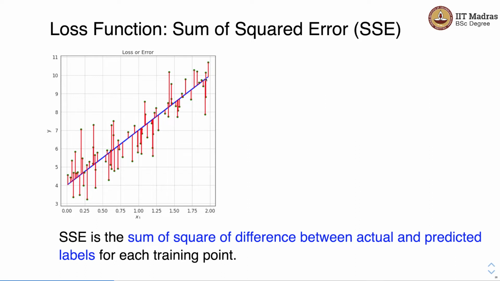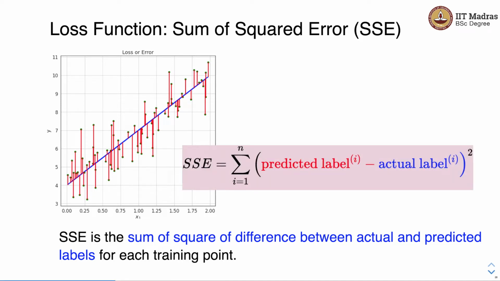So linear regression uses a specific loss function known as sum of squared error. Sum of squared error, as the name suggests, is the sum of square of difference between the actual value and the predicted value of the output for each training point. We can write it as the square of difference between the predicted label and actual label at every training point, and then we sum it over across all n training examples. And that is sum of squared error for us.